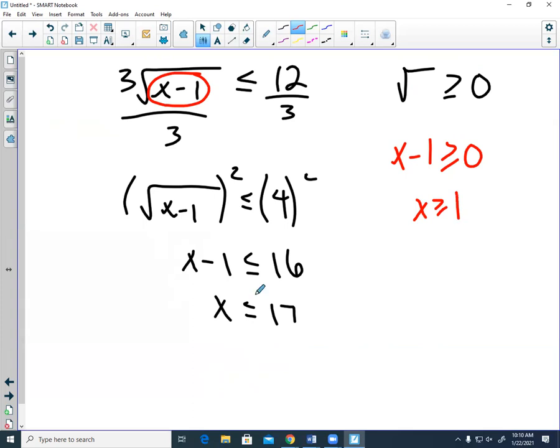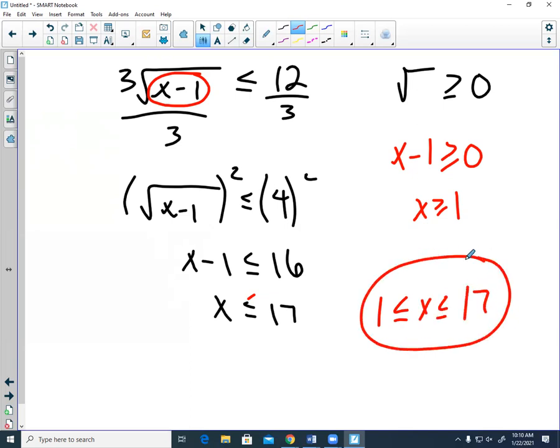So now you have 2 different inequalities here. And when you think about it, you're saying that x has to be bigger than 1, but also smaller than 17. So if here's 1 and here's 17, x has to be between 1 and 17. So the way that I'm going to write that is 1 is less than or equal to x is less than or equal to 17. This is saying that x is between 1 and 17.